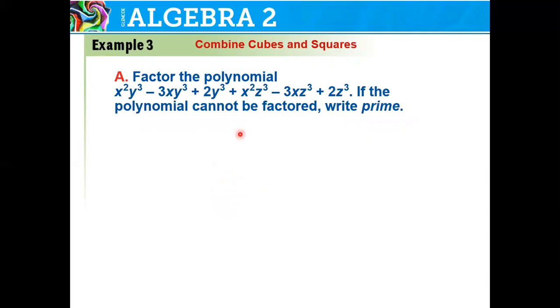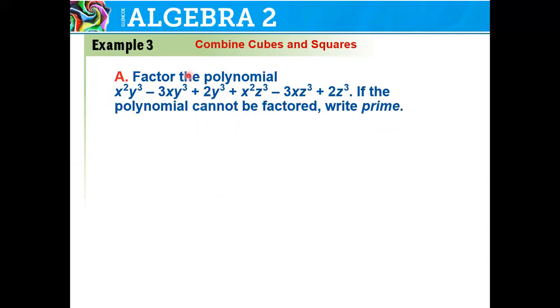Okay, now sometimes we need to combine cubes and squares. How does it come? Let's take a look at this polynomial. It's 1, 2, 3, 4, 5, actually, it's 6 terms. We need to factorize. Usually, if it's more than 3 terms, we need to use grouping, as we said before. So if you look at the 3 terms here, x squared y cubed, minus 3x y cubed, plus 2y cubed.